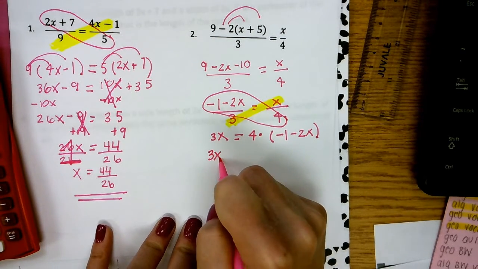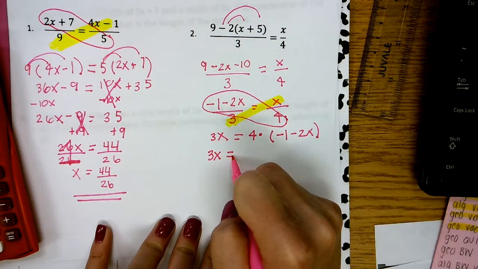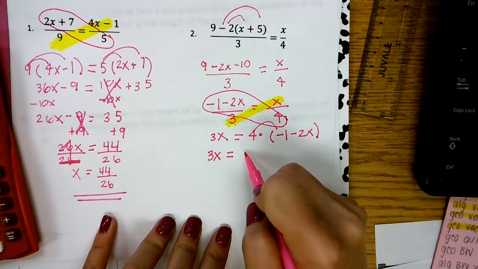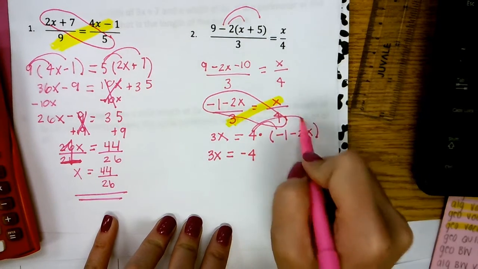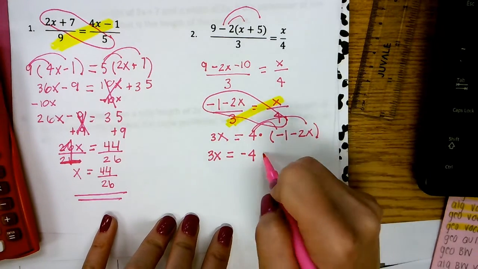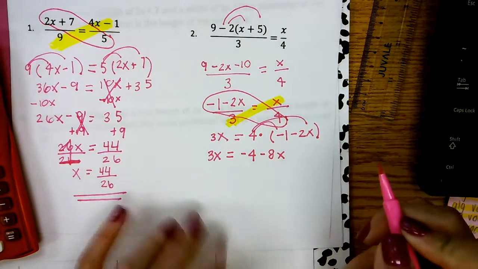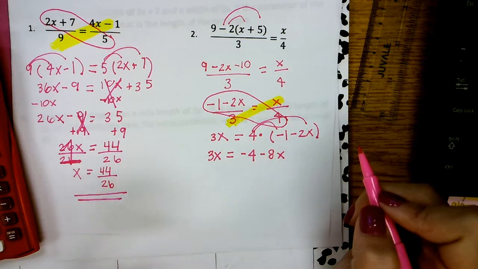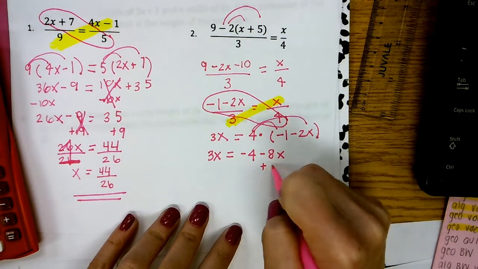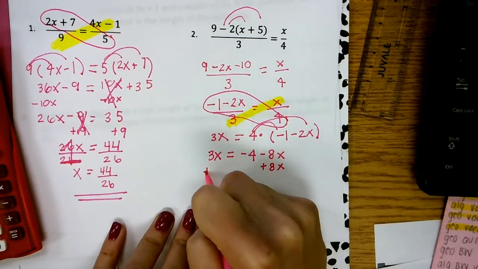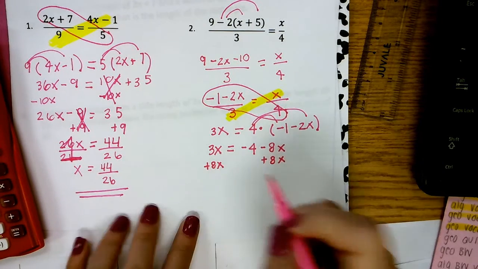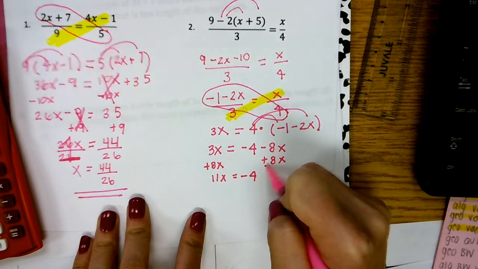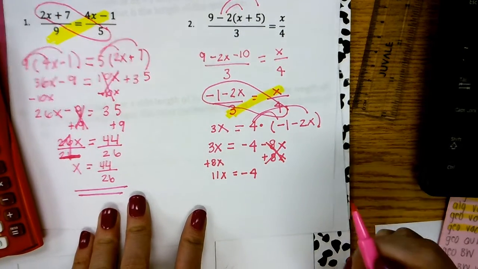On the left, we're just going to have 3x for now. So 3x equals, and now we need to distribute. 4 times negative 1 is negative 4. 4 times negative 2x is negative 8x. Alright, we want to get all of our x's on one side of the equal sign, all of our constants on the other side. So I'm going to take this minus 8x and add it to both sides. 3x plus 8x will give us 11x equals negative 4 because these 8x's cancel out.